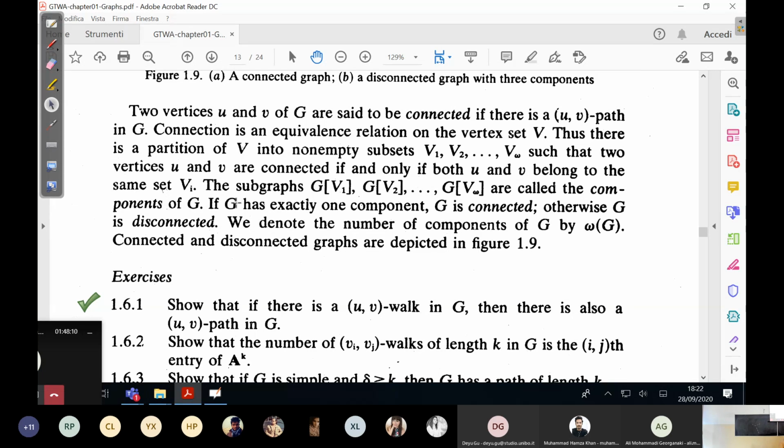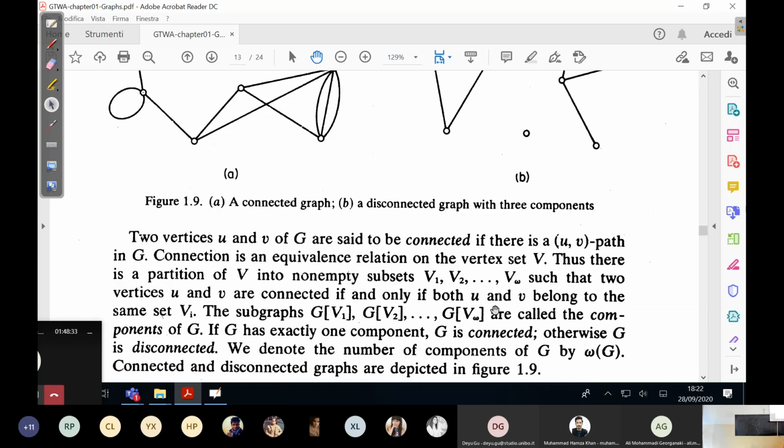Unfortunately, tens and tens of students were not able to tell me what a component of a graph is. The number of components, which will be of use in the next things, is called omega of G. So, the number of components.